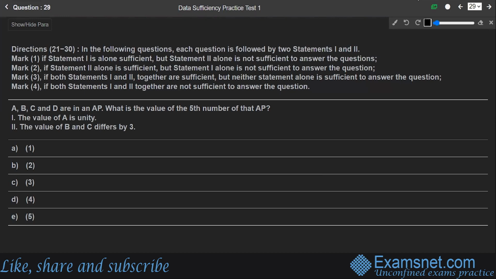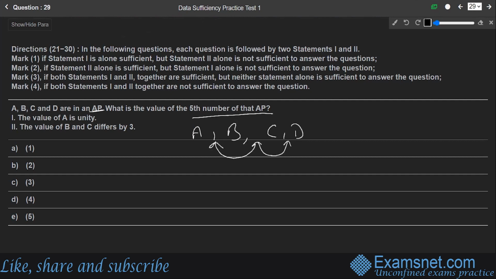Now the question says A, B, C, and D are in AP, that is arithmetic progression. What is the value of the fifth number of that AP? So clearly we can write them like this: A, B, C, and D. They are the four numbers. They are in AP.